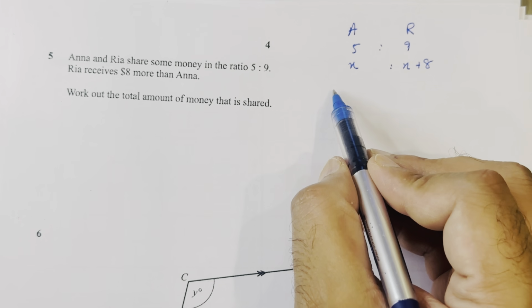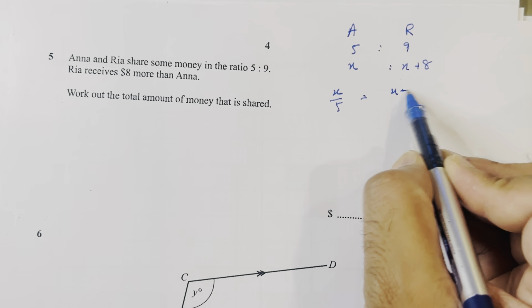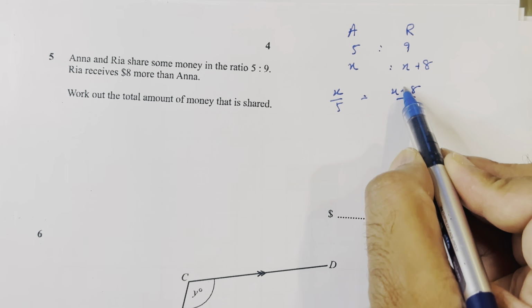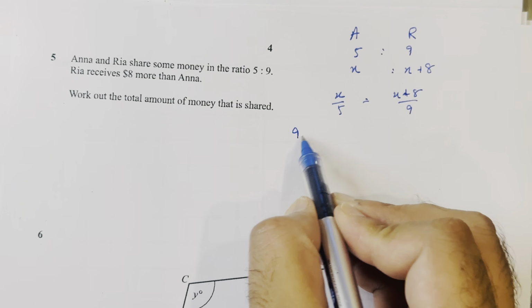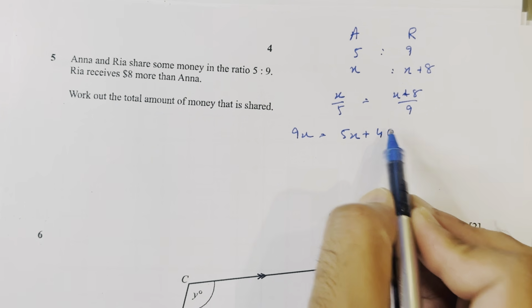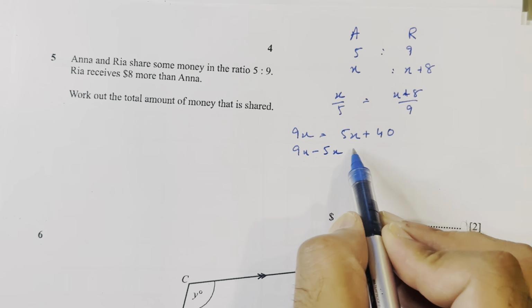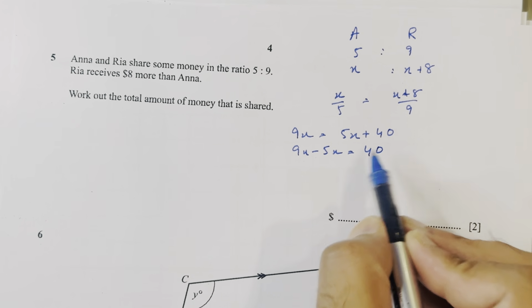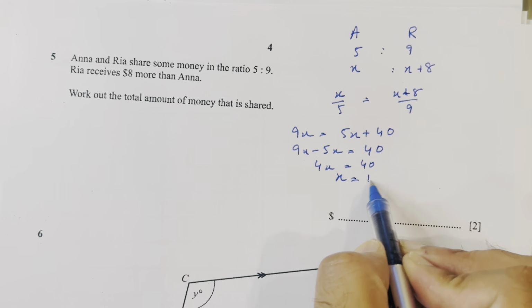So we're gonna solve it like that. x over 5 is equal to x plus 8 over 9. So we're gonna cross multiply it. 9x is equal to 5x plus 40. Then 9x minus 5x, 40 is the answer. 4x is equal to 40. The value of x is 10.